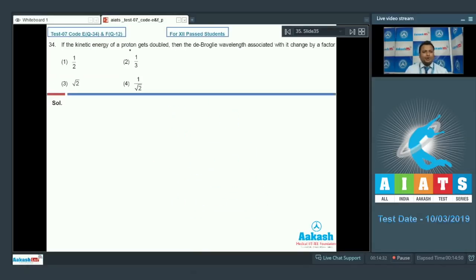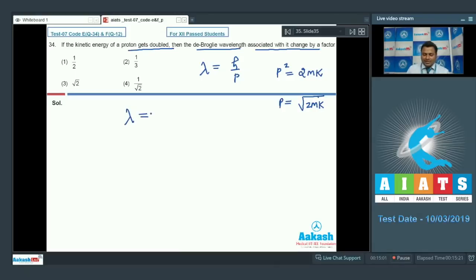If the kinetic energy of proton gets doubled, then the De Broglie wavelength associated with it changes by what factor? Now we know that the De Broglie wavelength lambda is given by h by mv. And we know very well the momentum associated with kinetic energy K is as P square equals 2mK, where m is the mass, K is the kinetic energy. We can write P as under root 2mK. Now the De Broglie wavelength in terms of kinetic energy is given by h by under root 2mK.